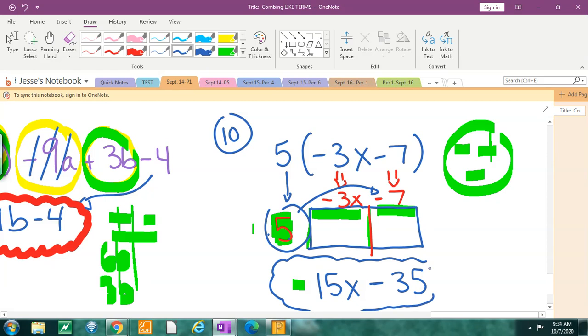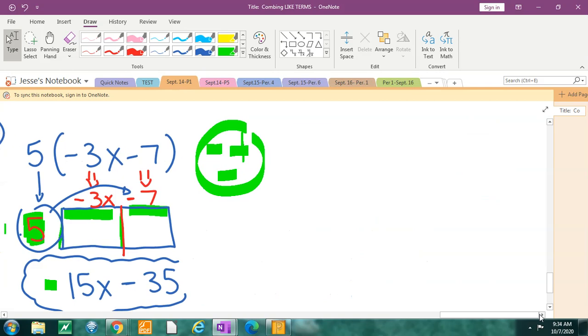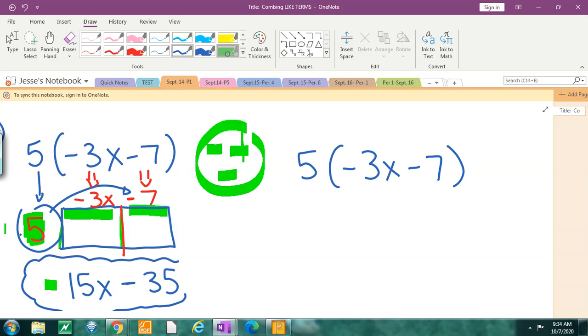Now, the other way that you could do it, whichever way you feel comfortable, you could do it this way with the arrows. But again, I don't like this way because kids forget the sign. So if you're okay with it, then just make sure you do the sign first. So that's why I'm going to start with the sign. This is a positive times the negative. So positive times negative is negative. 5 times 3x is 15x.